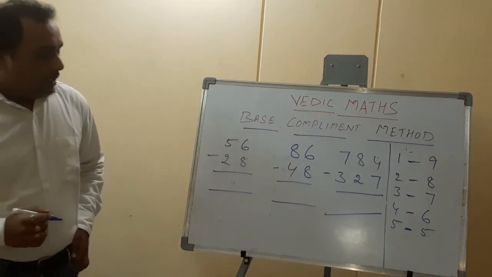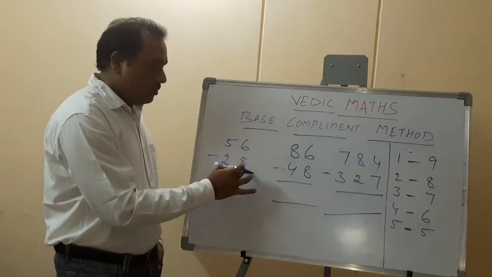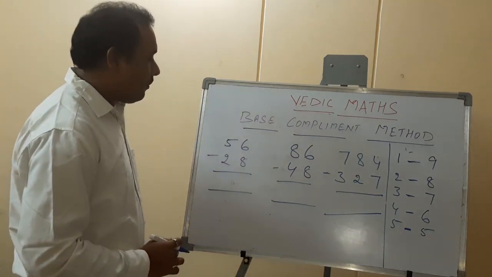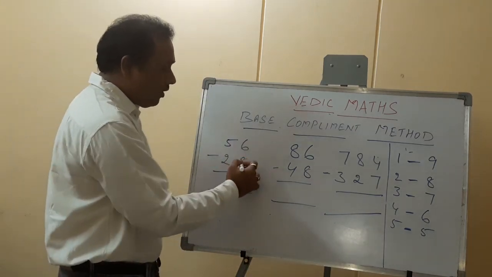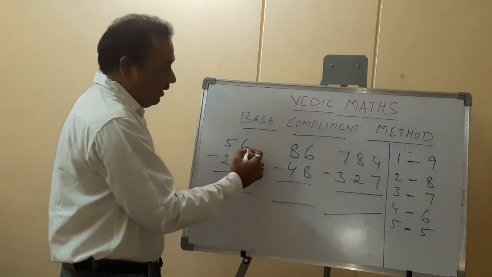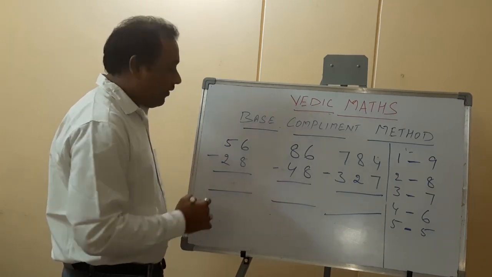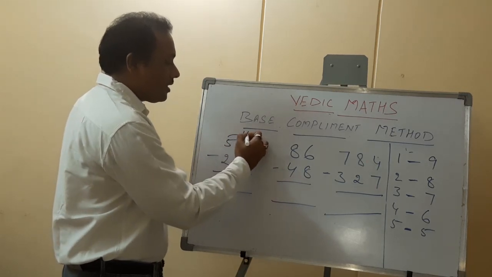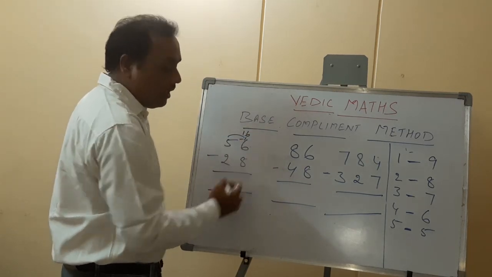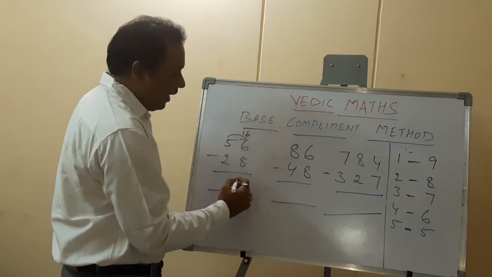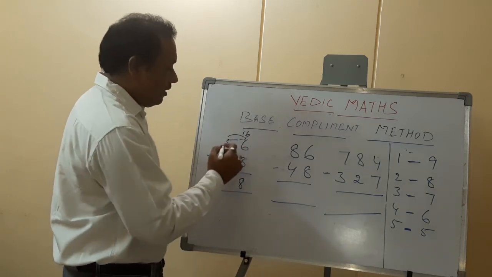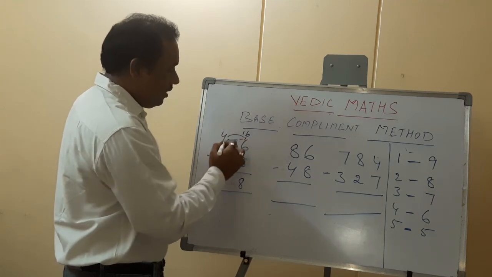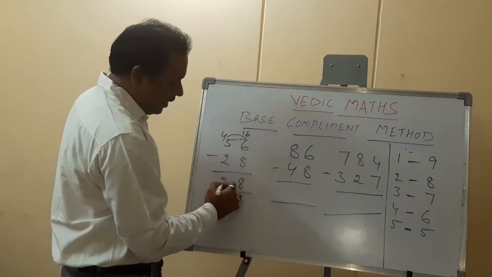Now generally in your school you do it from right to left, right? When you are doing it from right to left, what will happen? You have to borrow, because we cannot take 8 from 6. So we generally borrow. Then 6 will become 16 here. From 16 we take 8, then 8 will come here. When we have borrowed, the 5 will become 4. Then 4 minus 2, we get 28.